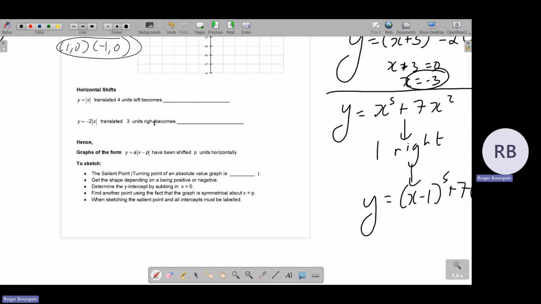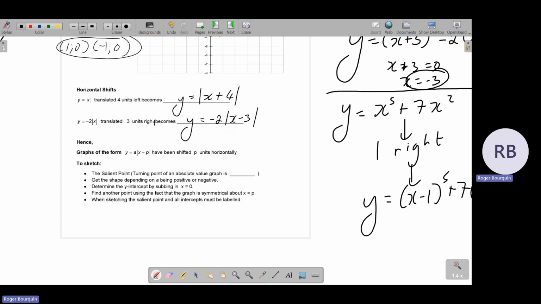Would it be 0, x? Okay. So, 4 to the left, what's it going to become? From floor? y equals absolute value of x plus 4. Okay, so y is equal to absolute value of x plus 4, right? And the next one? y is equal to absolute value of x minus 3.